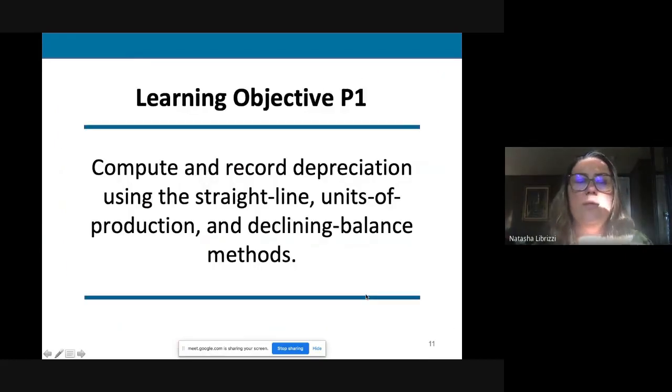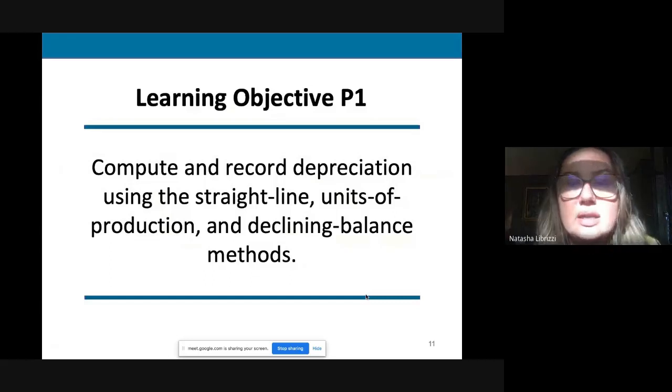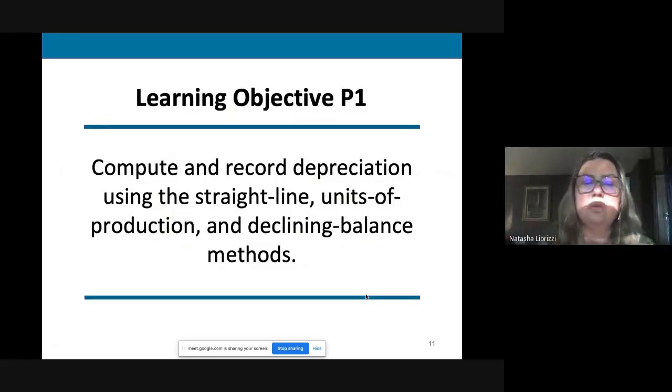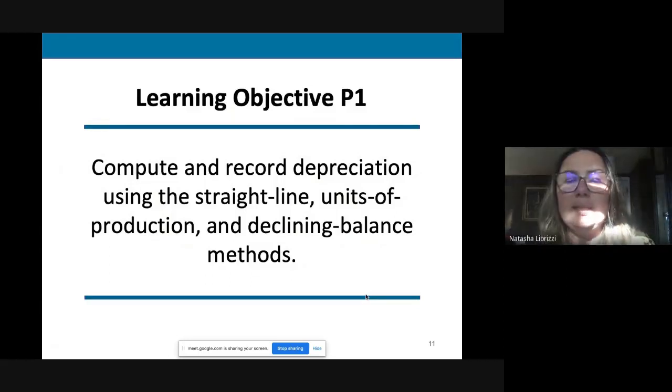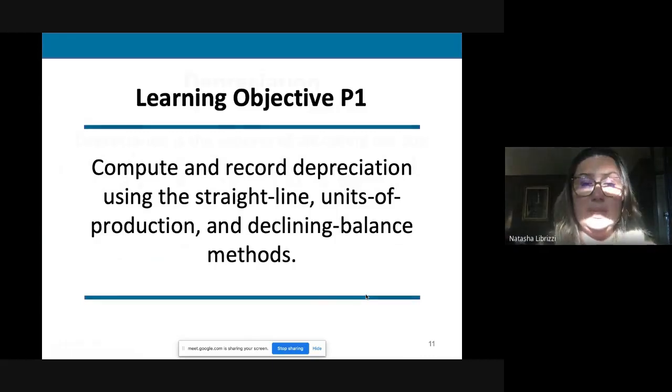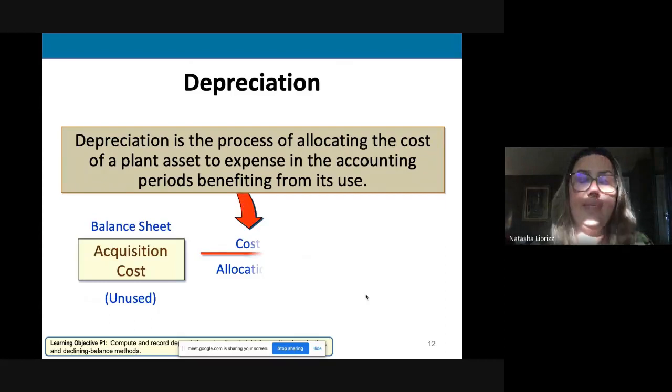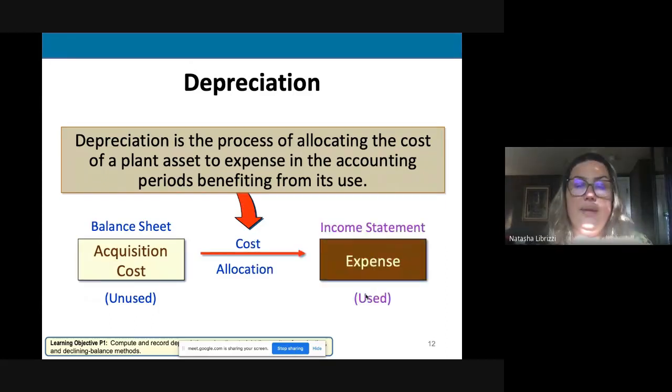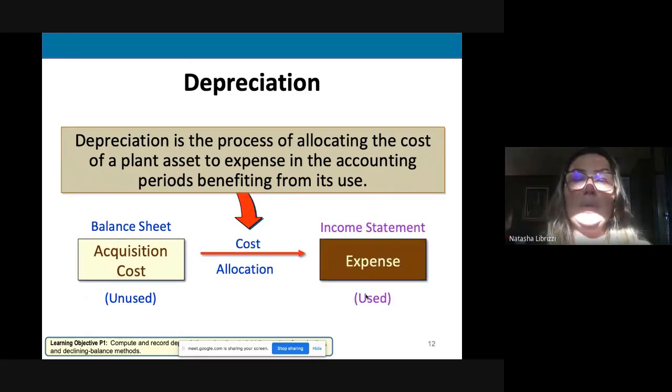All right. We're going to move to computing and recording depreciation using straight line, units of production, and double declining method. That's something we have not done before. We did see straight line depreciation in the past, but not the other methods. So this is very important and some vocabulary would be new to us.